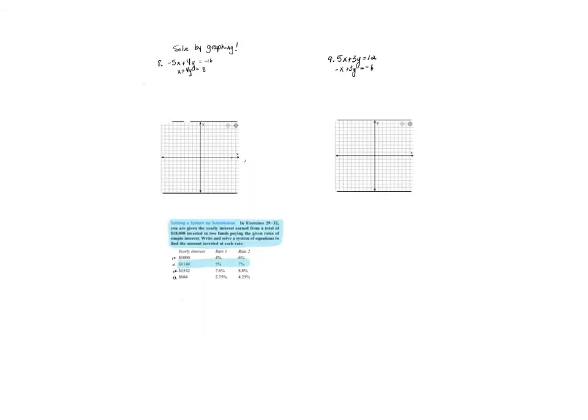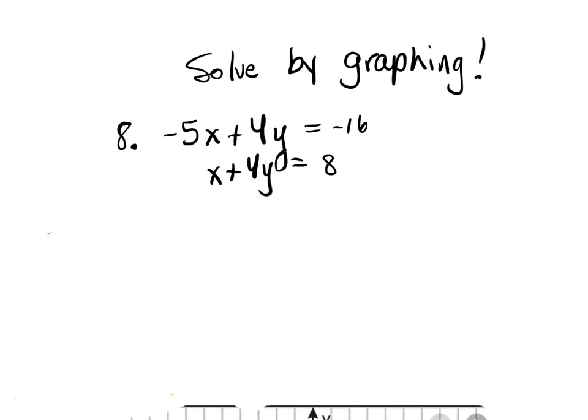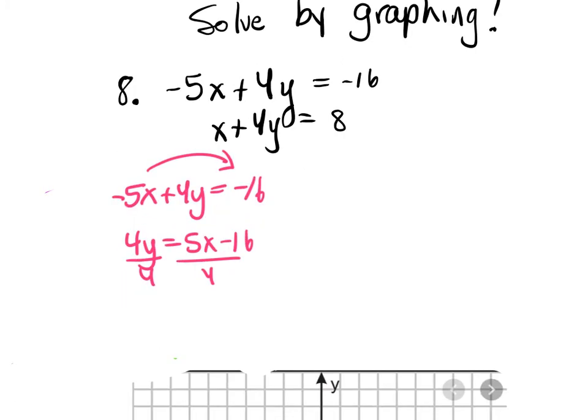All right, guys, when we come to solve by graphing, in order to solve by graphing, you have to get your equations into y equals mx plus b. So 5x plus 4y equals negative 16. I want to move negative 5x to the other side, so it becomes 4y equals 5x minus 16. Divide both sides by 4, and we have y equals 5 over 4x minus 4. Negative 4 would be my y-intercept. This would be my slope.